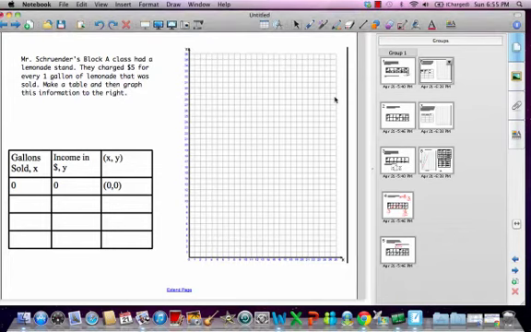Alright, we're going to graph some ratios here, and we're going to do a lemonade stand. Let's have some fun. Let's make some money. Let's not lose some money, I hope.